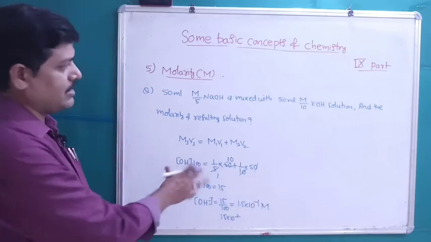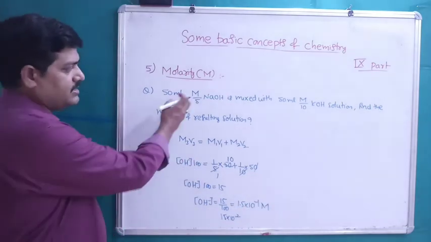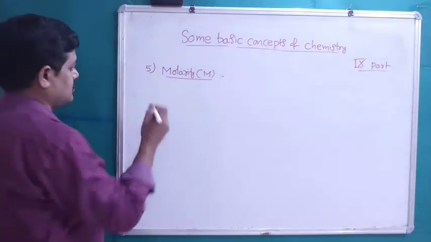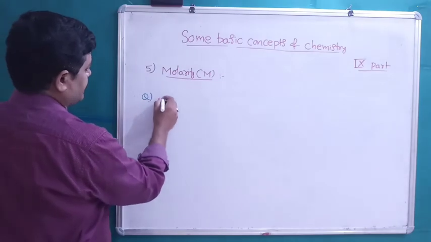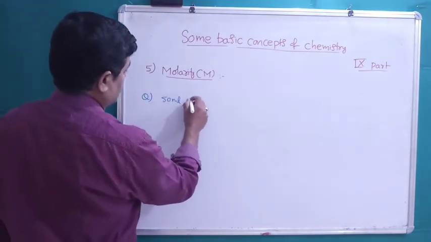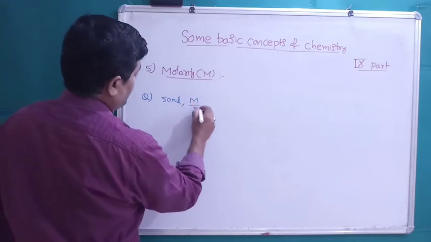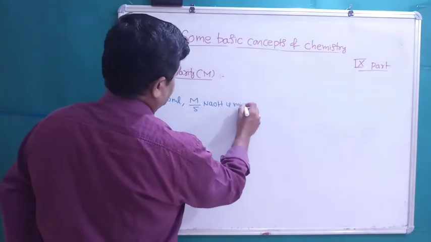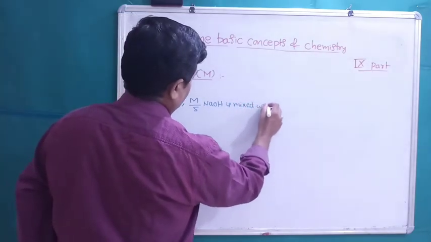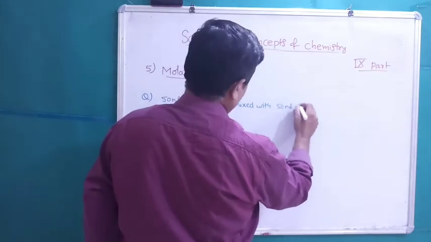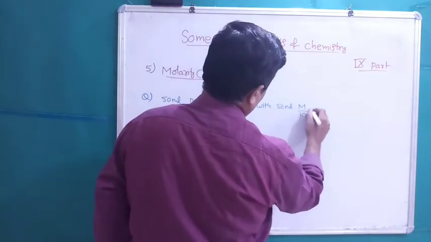Students, let us take one more question, where one is an acid and the other is a base. The question is given like this: 50 ml M/5 NaOH is mixed with 50 ml M/10 HCl.